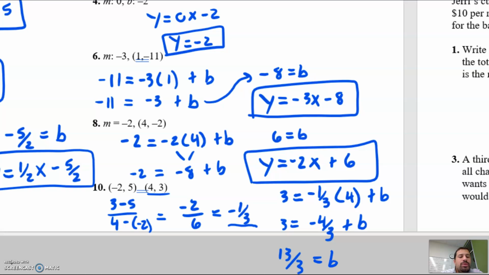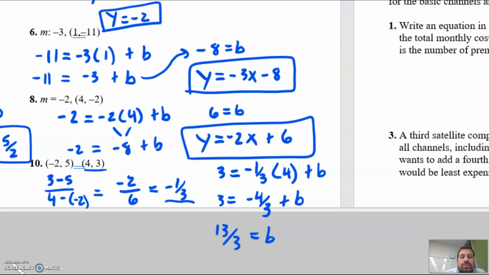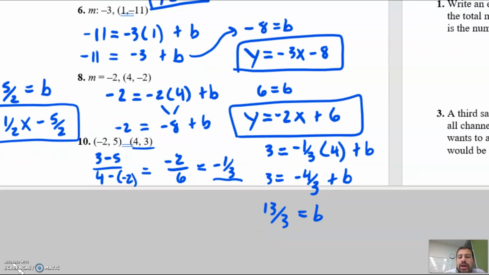Once again, if you're not comfortable with fractions, you're okay to use a decimal for now, but I'm going to keep it as a fraction. So what's my final answer here? Final answer is y equals -1/3 x plus 13/3.